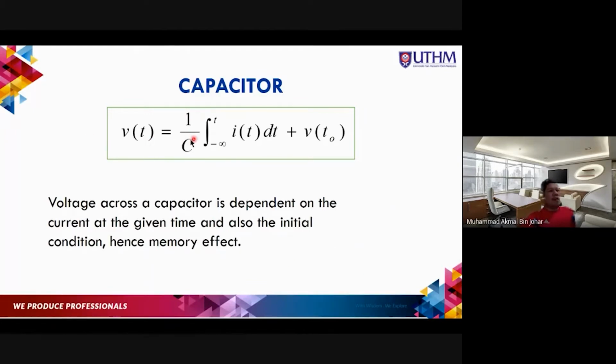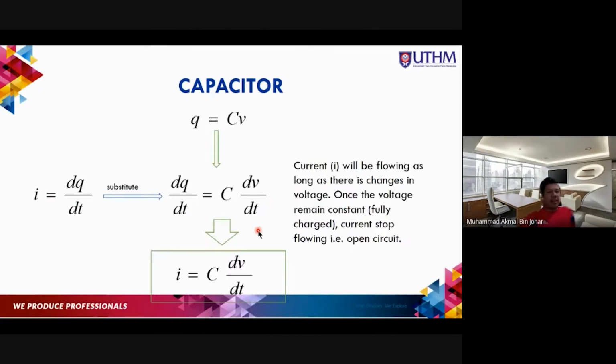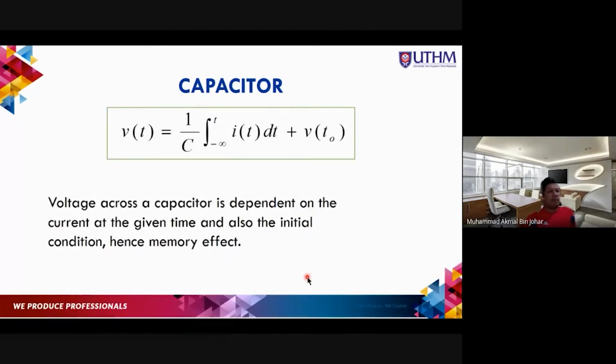So V(t) is equal to 1 over C. Bila kita nak kira juga, kita inversekan persamaan pembezaan tadi, kan? So V is equal to 1 over C terhadap dt. Kamirkan terhadap 1 over C, negative infinity kepada t, i(t) dt plus V(t) ketika t sama dengan 0. So, you boleh kamirkan arus itu terhadap masa, convertkan equation tadi tu pada dalam sebutan V. Dengan itu kita boleh tahu berapakah voltage. Voltage across a capacitor is dependent on the current at the given time and also the initial condition, hence the memory effect.